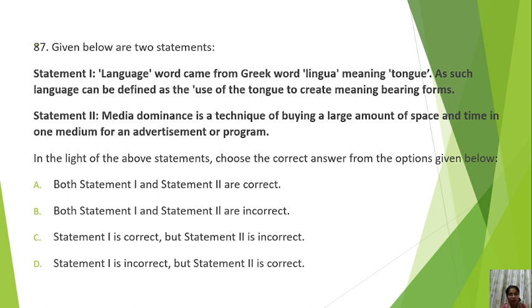Media dominance is a technique of buying a large amount of space and time in one medium for an advertisement or program. It seems to be true, because what is media dominance? The politicians or the corporates who are dominating the media, what they are doing? They are buying the large amount of space and time to propagate their propaganda or their product or their ideology, whatever. So second statement is correct.